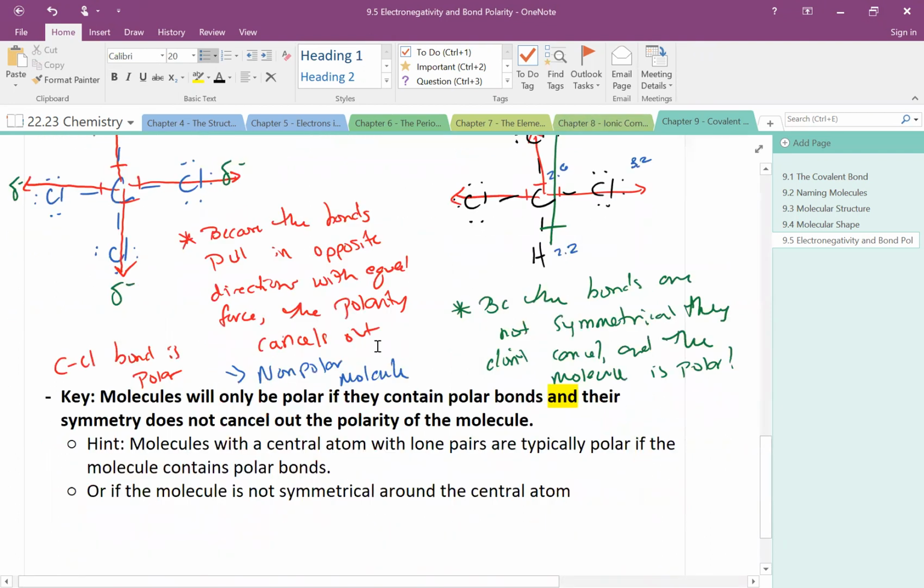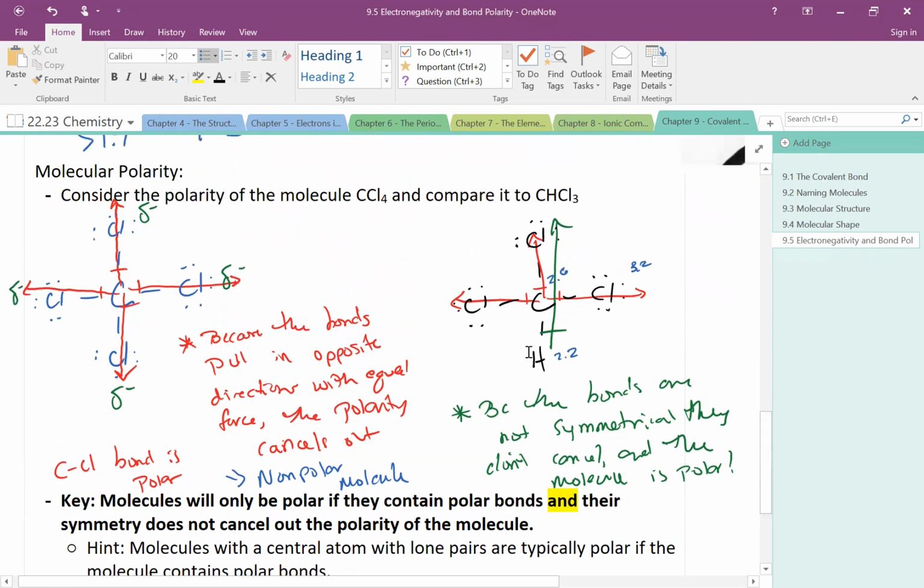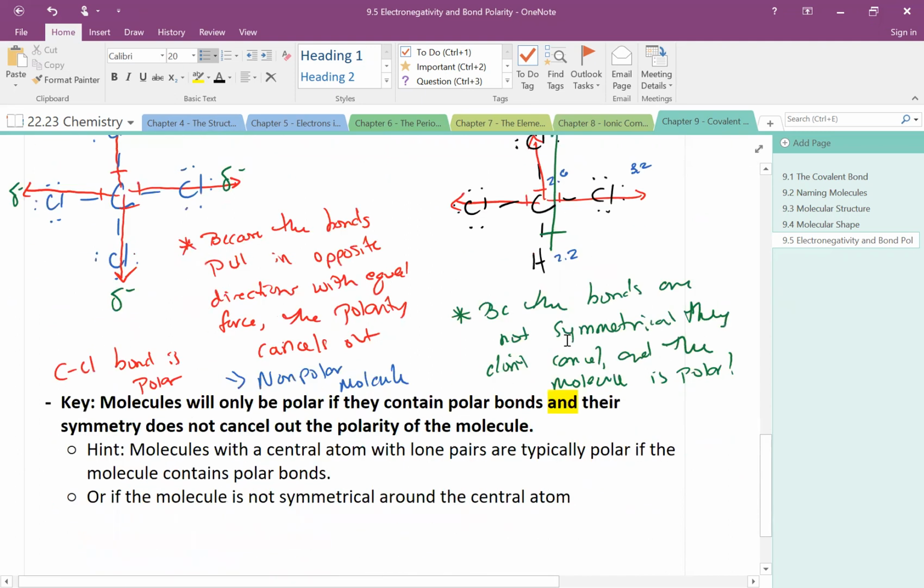All right, so why should we care about this? Well, there's really one important property that we're going to talk about now, and we will talk about the remaining important properties in chapter 13. And so the key property you need to know is that like dissolves like. And so that means polar solvents can dissolve polar compounds. Above, I can predict that CHCl3 will dissolve in water, and CCl4 will not dissolve in water, because water is a polar compound and it can only dissolve polar compounds like our CHCl3.